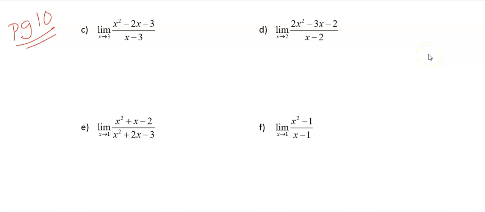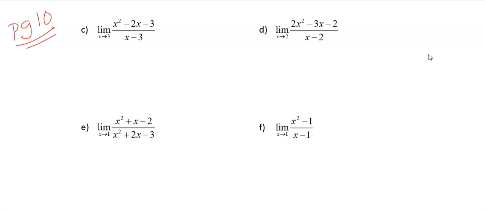Okay, welcome back to our next video in Unit 5. This is video number 3. We're still looking at algebraic limits. We left off on page 10, and we had just done question A and B in the practice ones.